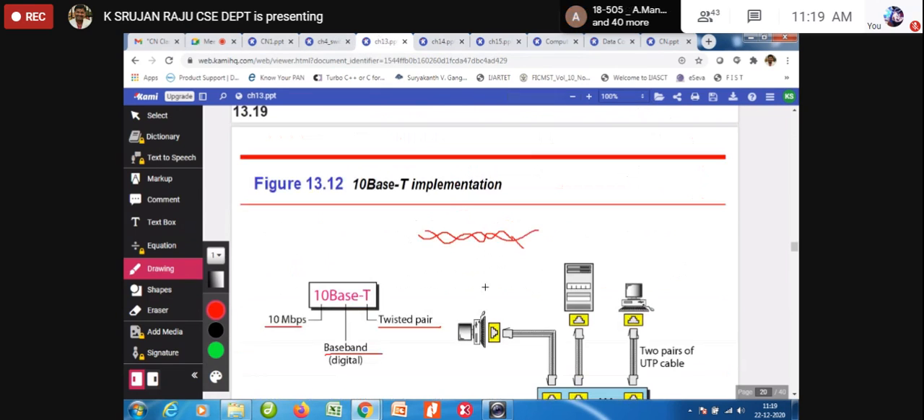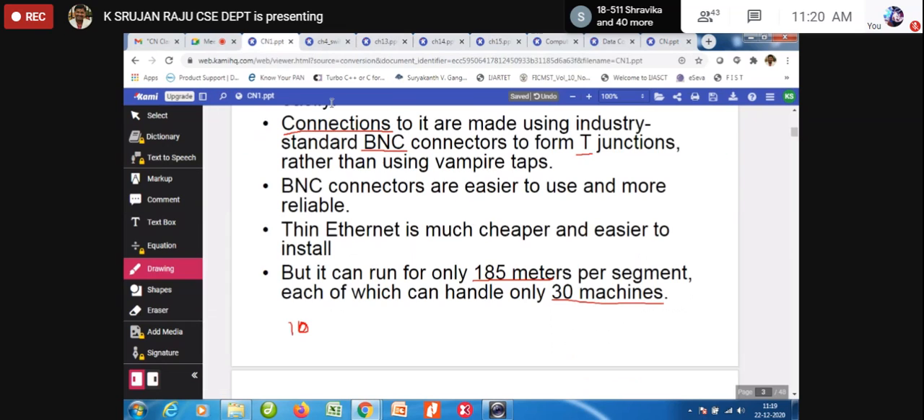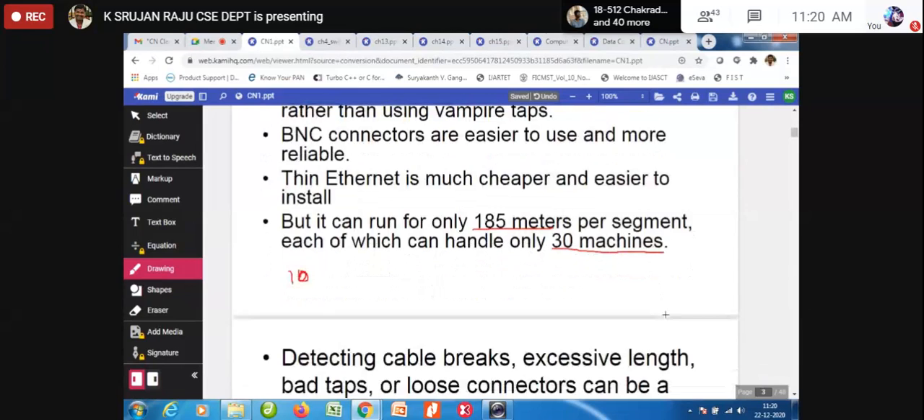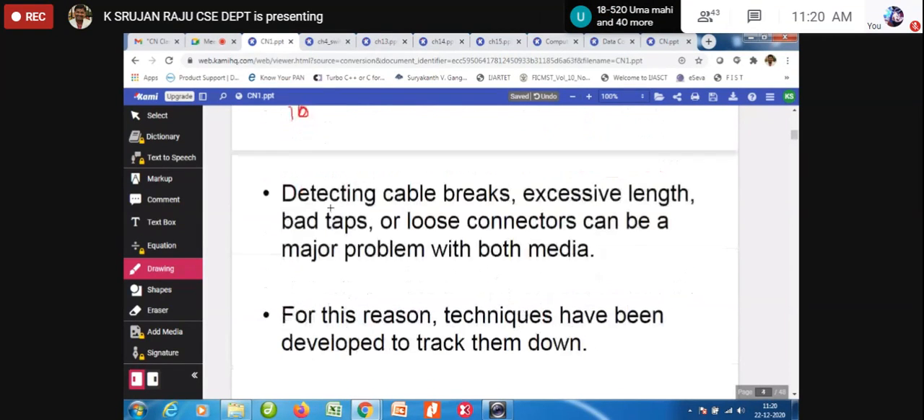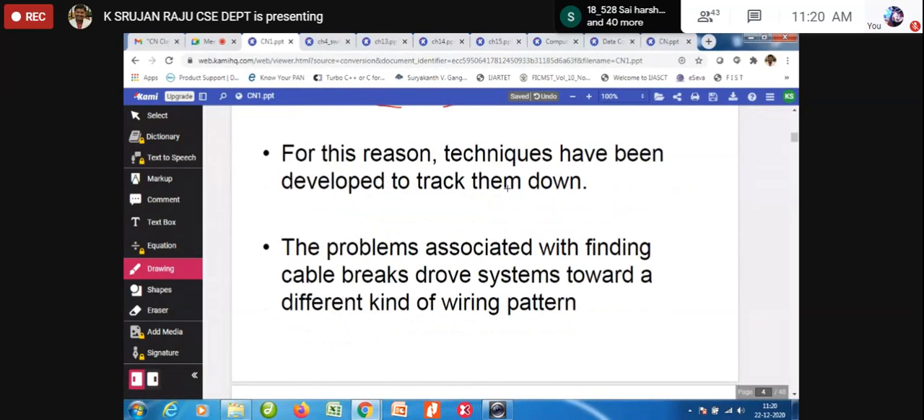Next one is 10BaseT. When we talk about 10BaseT, we are going to use a twisted pair cable. But in 10Base2 there is a little disadvantage. In the T connections, if one T connector in the middle fails, there is a problem. Detecting cable breaks, excessive length, bad taps or loose connectors can be a major problem with both media. So for this reason, we are going to move to the next one.